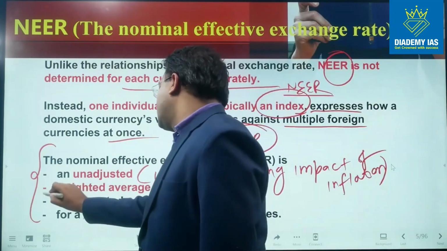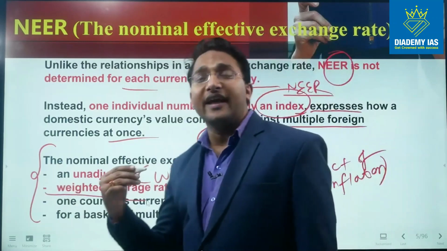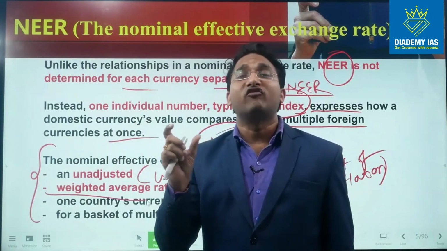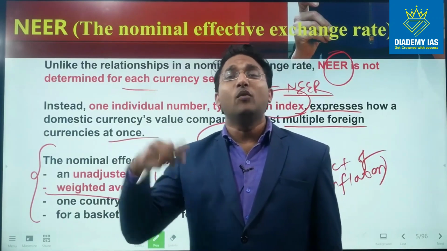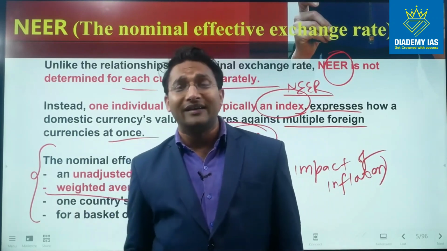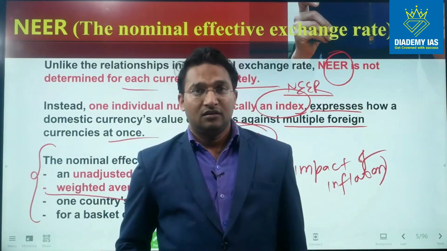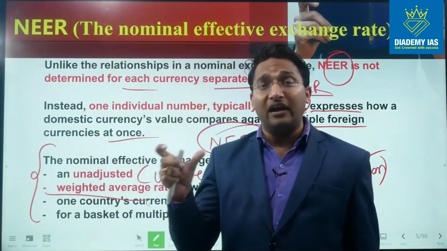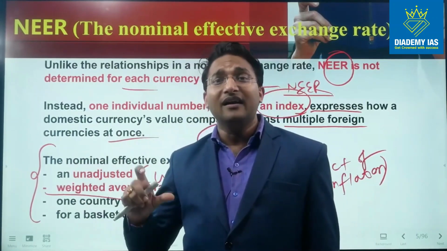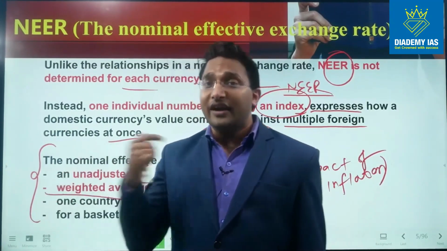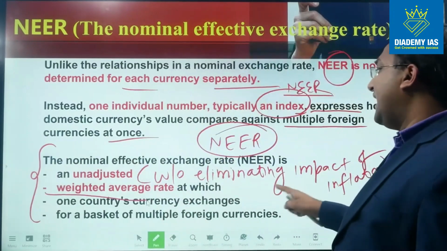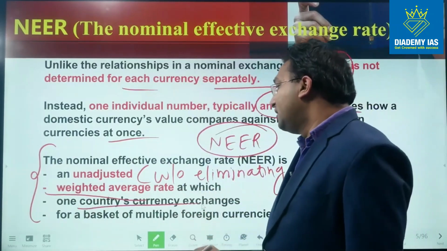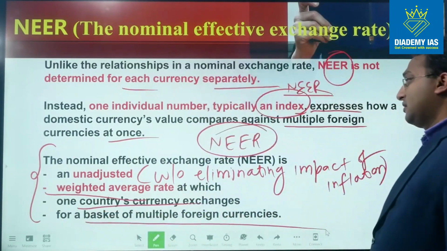The weighted average, right? So we are taking the weighted average. That means for different currencies, we are taking the weightage. So some currency might be more important. For example, US dollar can be more important than the Japanese yen. So when we are taking the average, we are taking the weighted average. So we are giving the weight to each currency depending upon how important it is for our trading purpose. So weighted average rate at which one country's currency, that is domestic currency, exchanges against a basket of multiple foreign currencies.